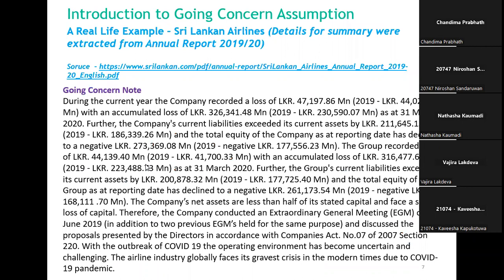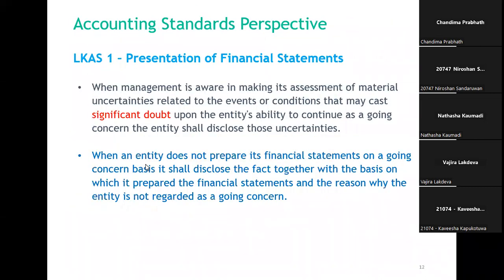Now, this is a real life scenario, so I have taken 2019-20. Now, Sri Lankan Airlines. Now, this is the going concern. First they explain events or conditions that may cause significant doubt about the Sri Lankan Airlines' ability to continue as a going concern. Events or conditions, right? I'll just go to those slides.